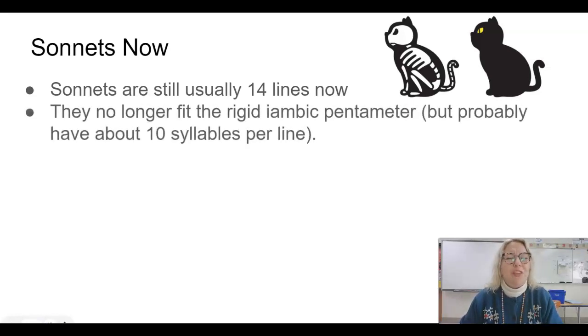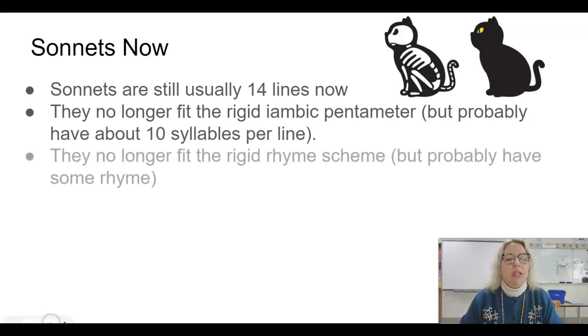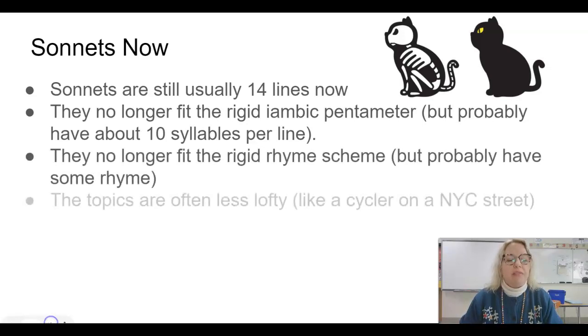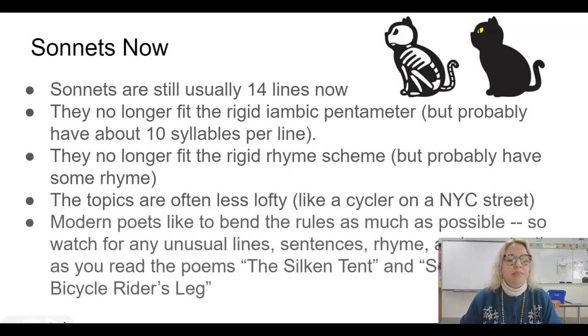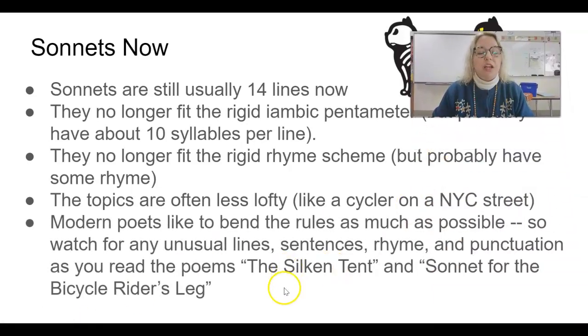But they don't fit that rigid iambic pentameter, but they probably have about 10 syllables per line. They avoid the rigid rhyme scheme, but they probably have some rhyme. And the topics are often less lofty, like a cyclist on a New York City street. Modern poets like to bend the rules as much as possible, so watch for any unusual lines, sentences, rhyme, and punctuation as you read the poems.